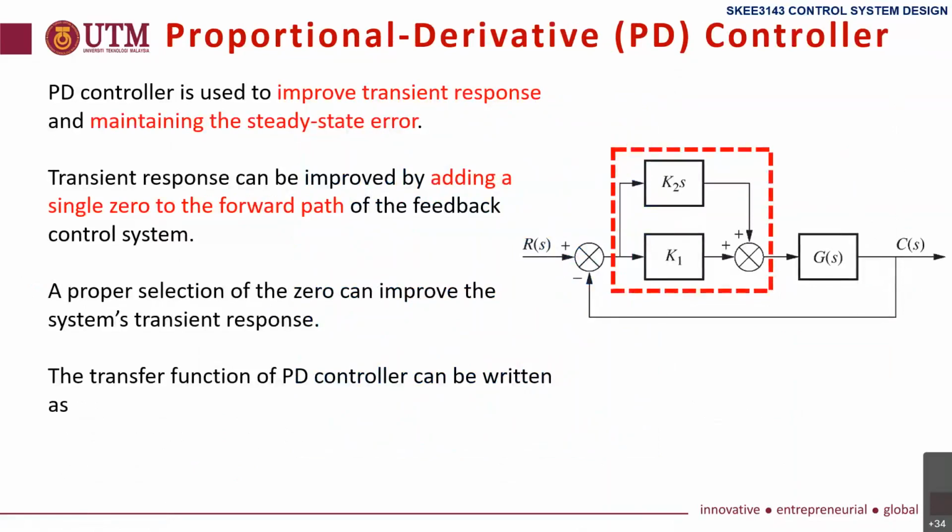Today we will look into another controller, which is proportional derivative, or famously known as PD controller. P for proportional, D for derivative controller. In the previous class, we discussed PI controller. PI refers to proportional and integral controller.